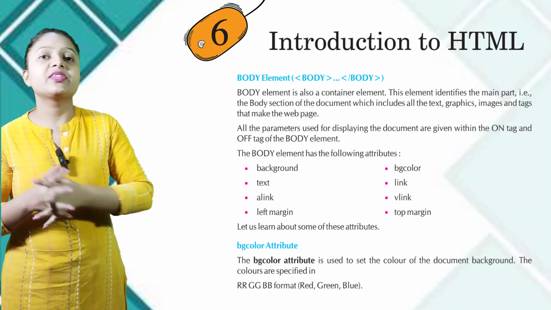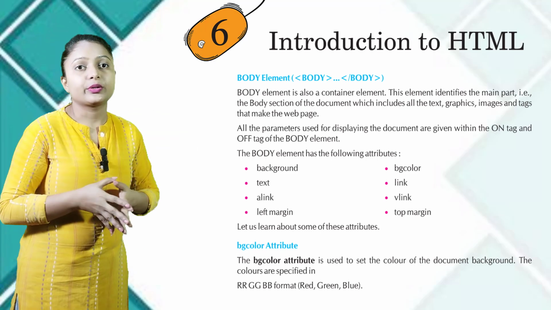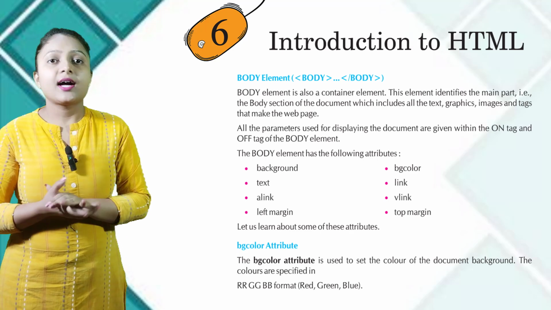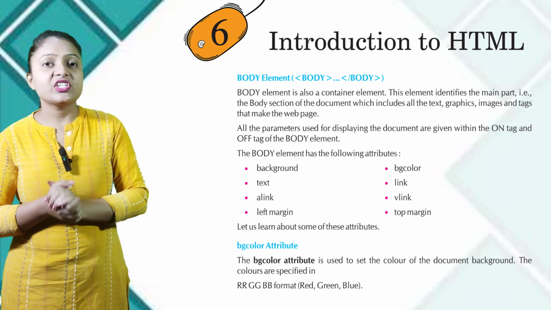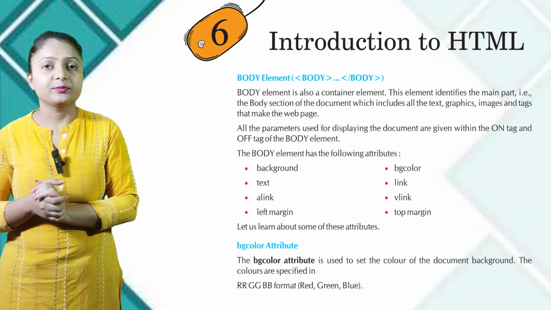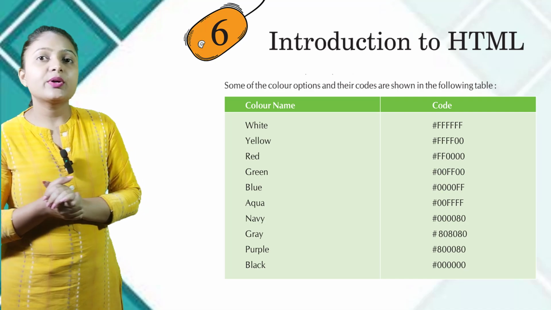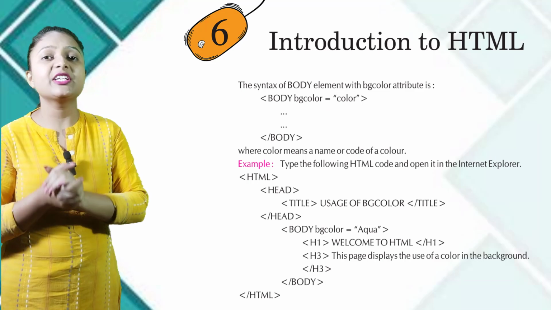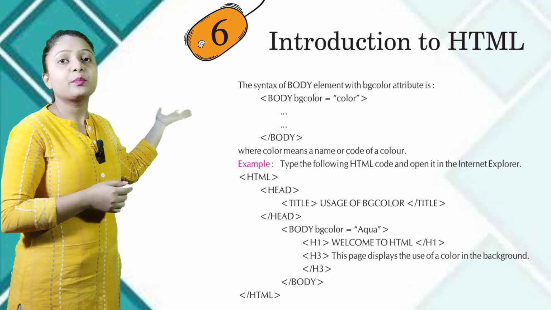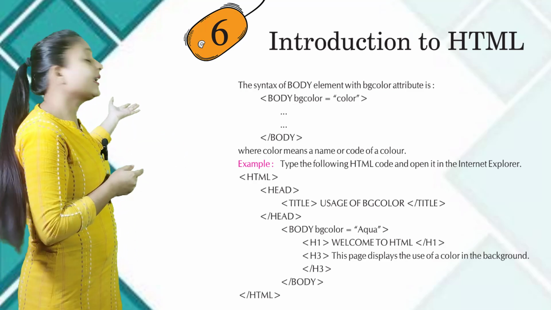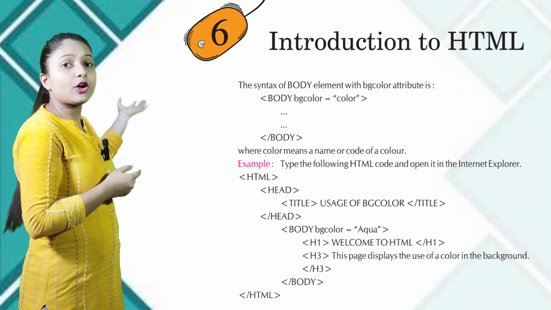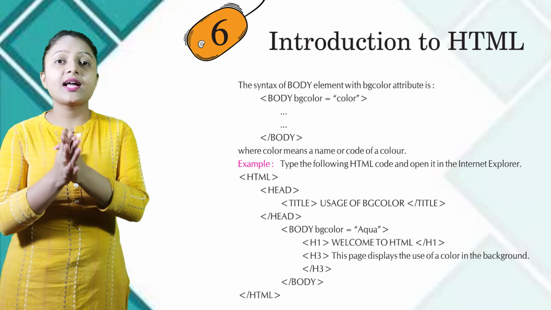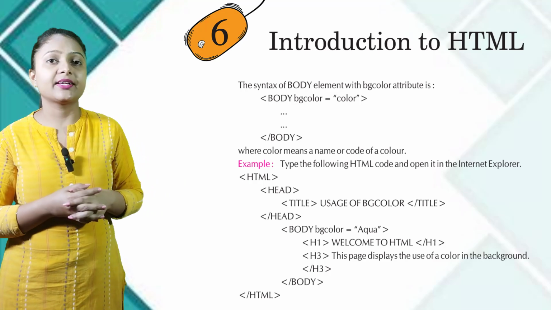Let us learn about some of these attributes. BG color attribute. The BG color attribute is used to set the color of the document background. The colors are specified in RR, GG, BB format: red, green, blue. Some of the color options and their codes are shown in the following table. The syntax of body element with BG color attribute is: opening bracket body BG color equal to color in double inverted commas and then your code and then closing the body with slash body bracket, where color means a name or code of a color.